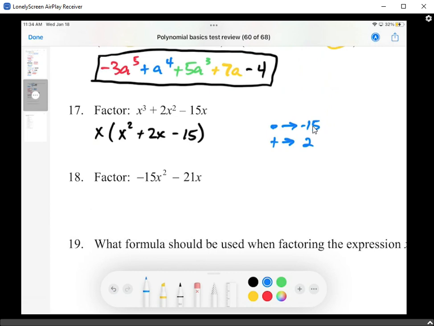Okay, 15, you've got to think, is 1 times 15 or 5 times 3, right? So we just need the combination of positive and negative that when we combine gives us positive 2. I'm thinking it's going to be plus 5 and minus 3. So for our final answer, we put it all together. We've got x out front. We've got x plus 5. We've got x minus 3.